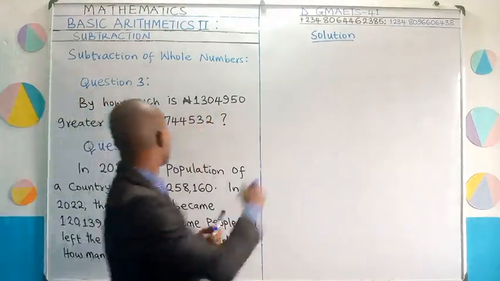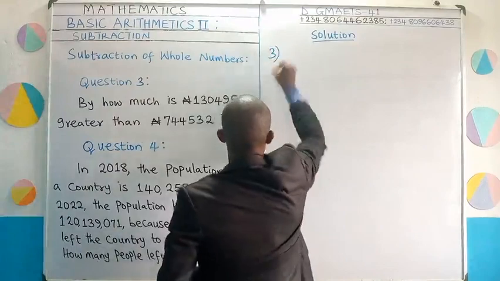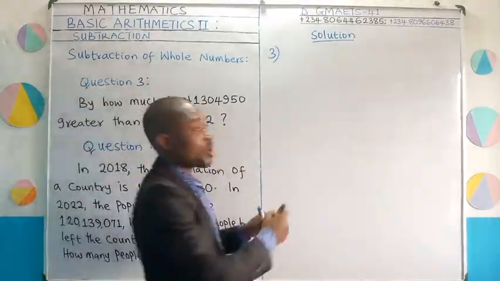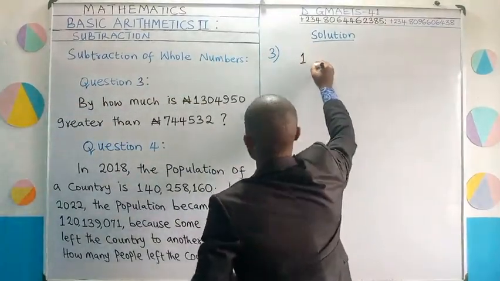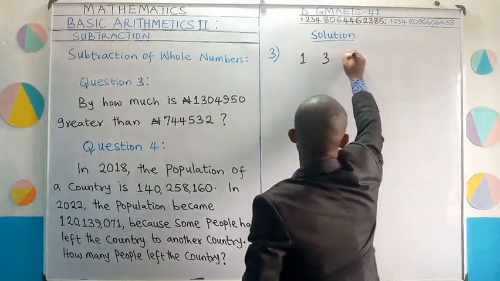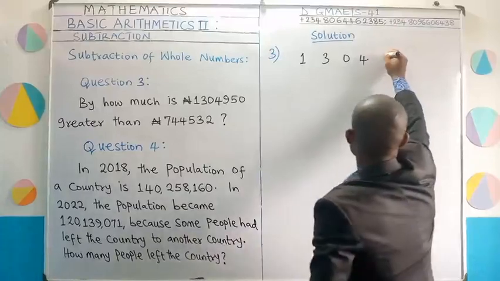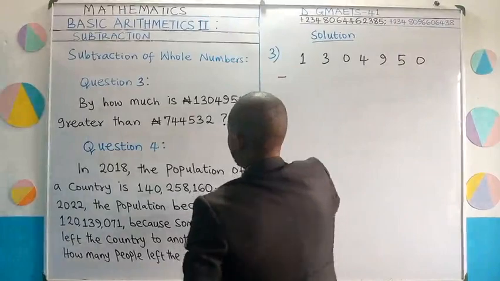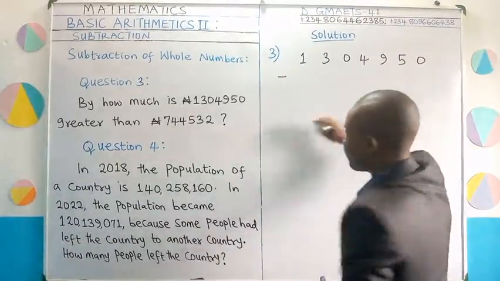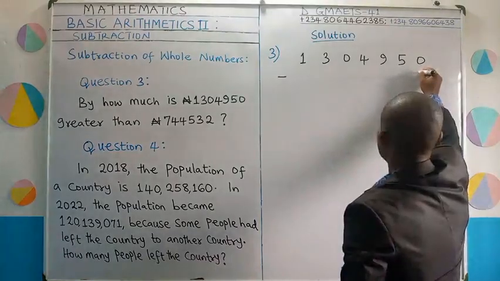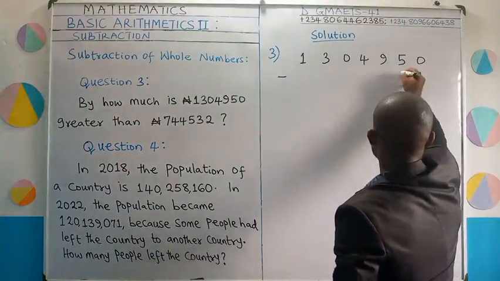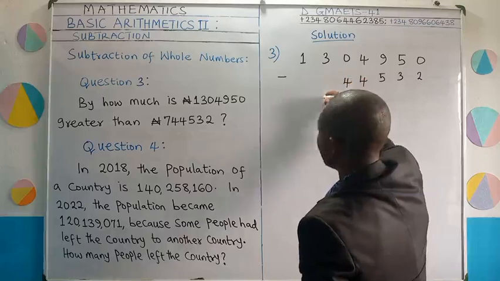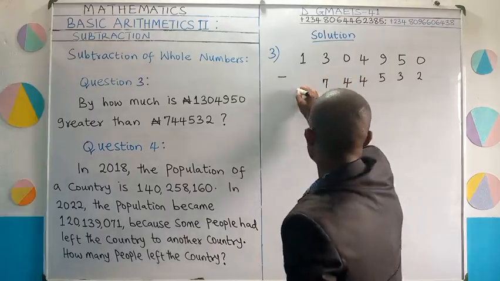And so I'm going to solve this question. Solution number 3. I'm not going to write the place values. This is the bigger number, so I'll write it first. 1,000,000 and then 304,950. I am going to subtract minus 744,532. So enter them according to their place value. Under units, then 3 will come under tens, 5 under hundreds. This 4, the second 4 under tens of thousand, 7 will come under hundreds of thousand.